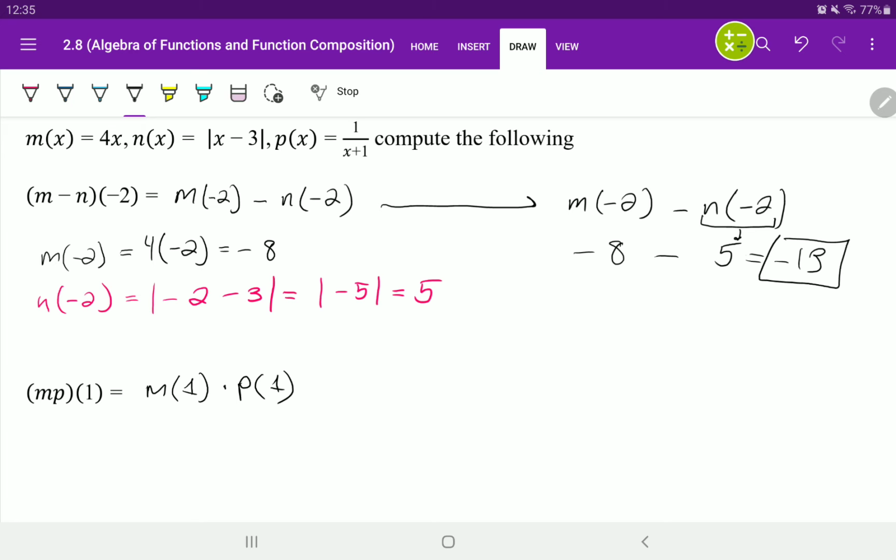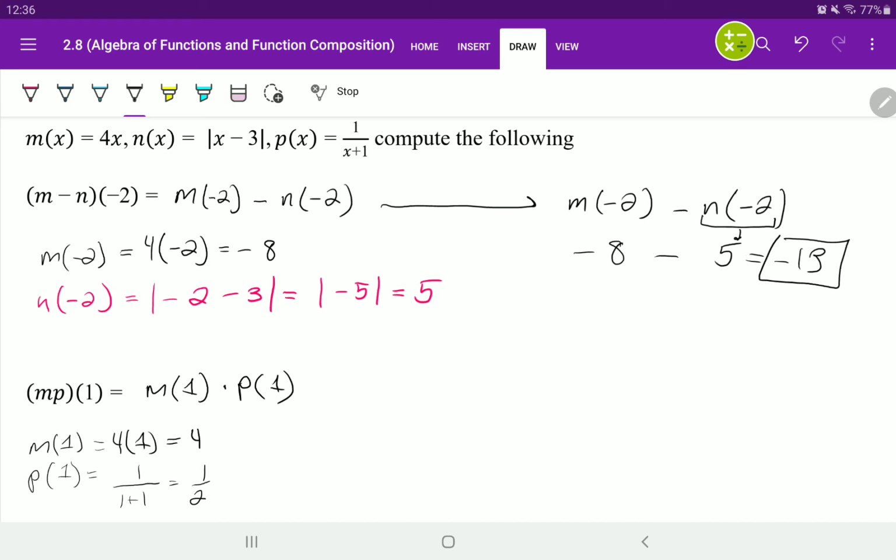Let's evaluate each function. To find m of 1, you're going to plug in 1 into m of x. So instead of it being 4x, it'll be 4 times 1. 4 times 1 is just 4. To find p of 1, we're going to evaluate function p when the x value equals 1. That's going to be 1 over 1 plus 1. 1 plus 1 in my denominator is 2. So p of 1 is going to be 1 over 2.